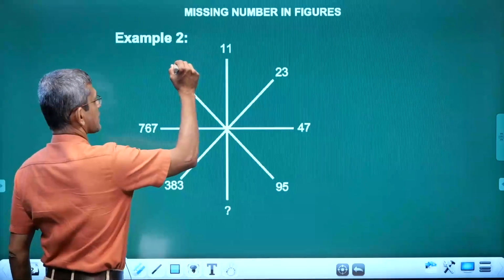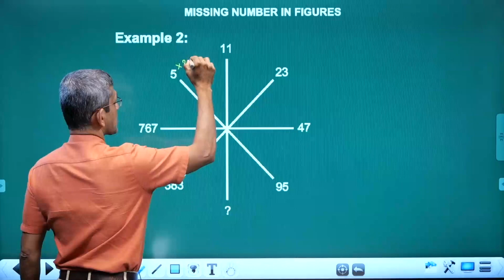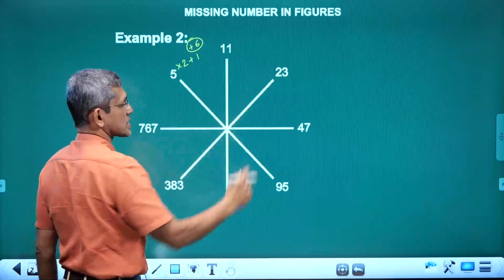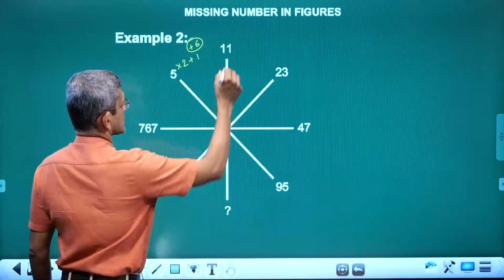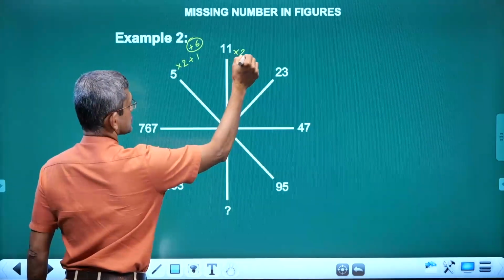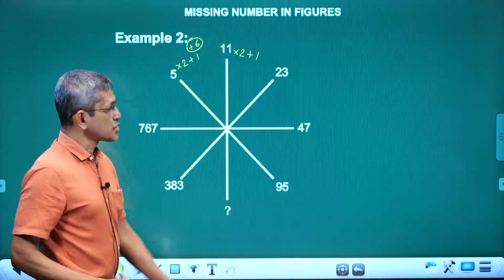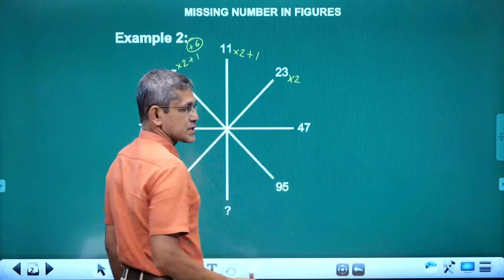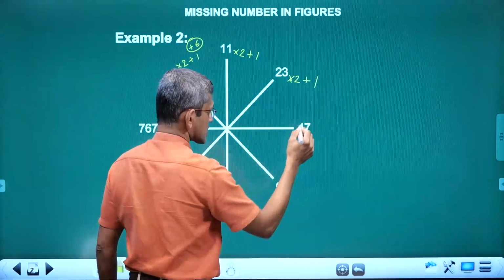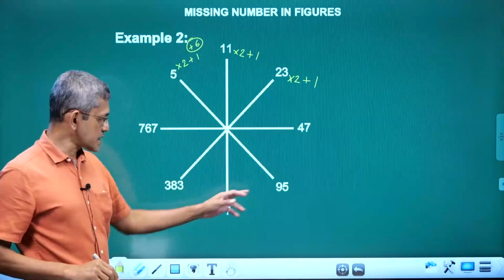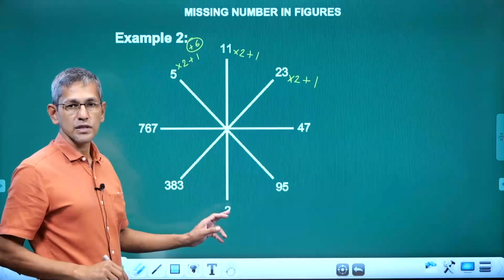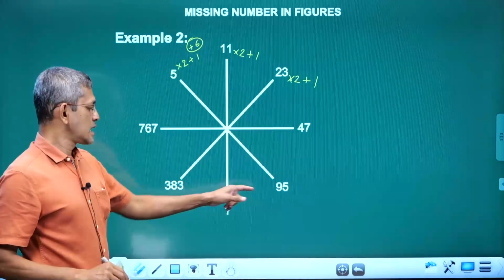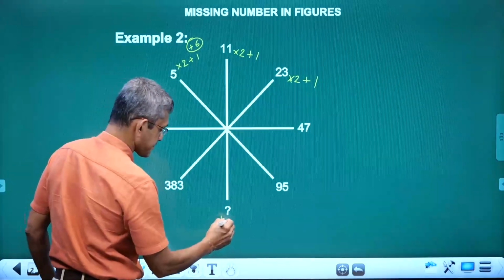What I see here, 5 into 2 plus 1 is 11, or 5 plus 6 is 11. And here 11 and 23, the difference is either 12, or you can take it as 11 into 2, 22 plus 1 is 23. That's pretty simple. 23 into 2, that is 46 plus 1, 47. So it goes like that. So 95 into 2 is what? 90 into 2 is 180, so 95 into 2 is 190. 190 plus 1, 191 would be the answer.